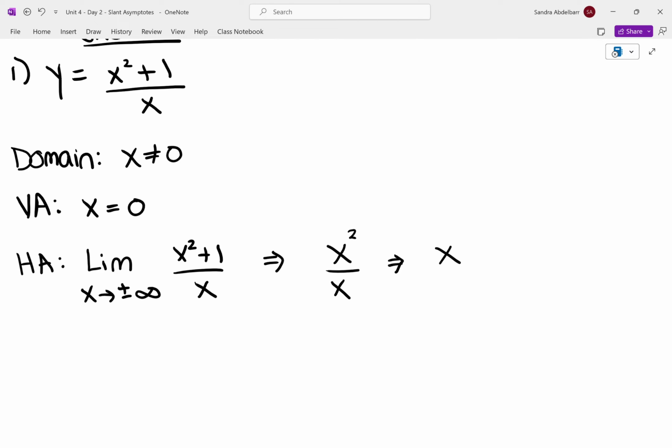x squared over x simplifies down to x. If I plug in the infinity here, we have plus or minus infinity. Is there a limit there? No, we're going to plus or minus infinity. So there really is no horizontal asymptote. No HA. Because we're approaching plus or minus infinity, there is no horizontal asymptote.